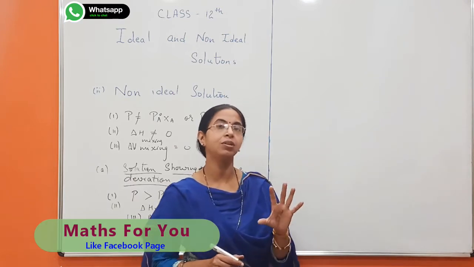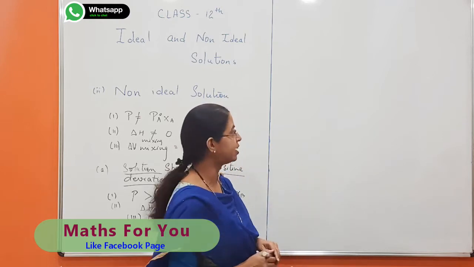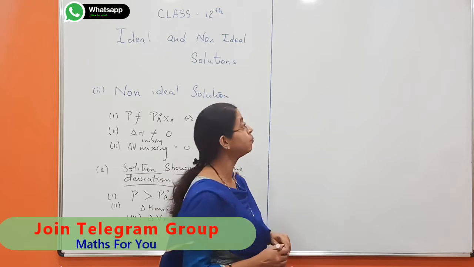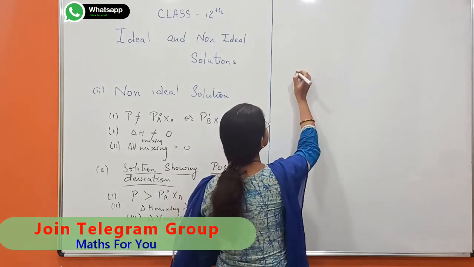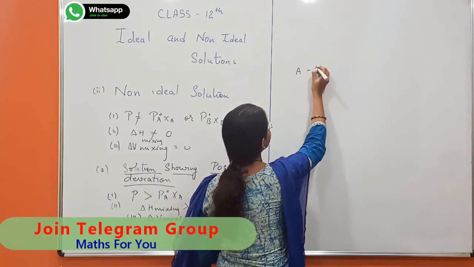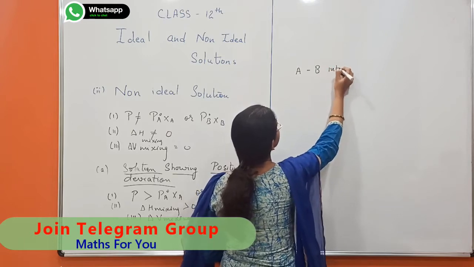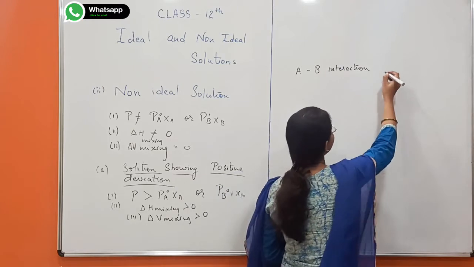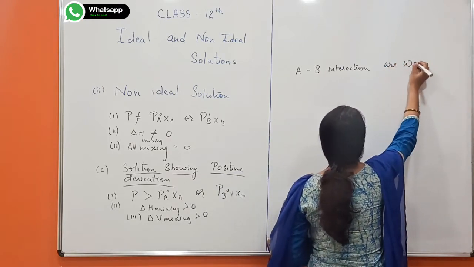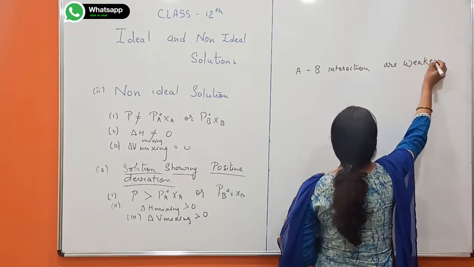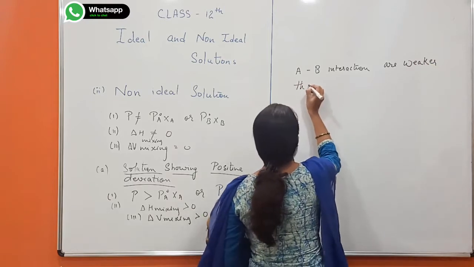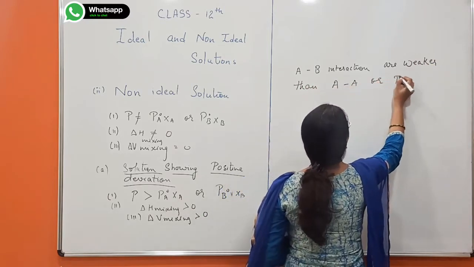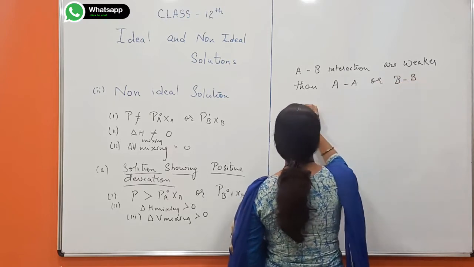Now, these three conditions, what is the reason behind this type of behavior? As you know, there are two components here, as we have read in the previous one, ideal solution. So, we can say that AB interactions are weaker than AA or BB interactions.